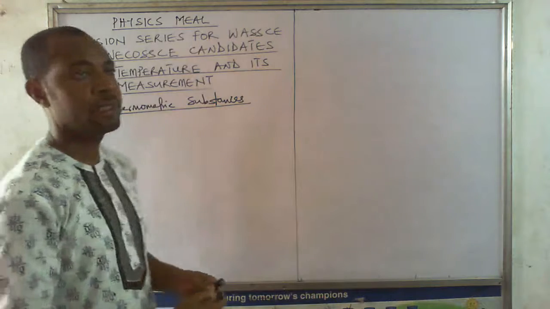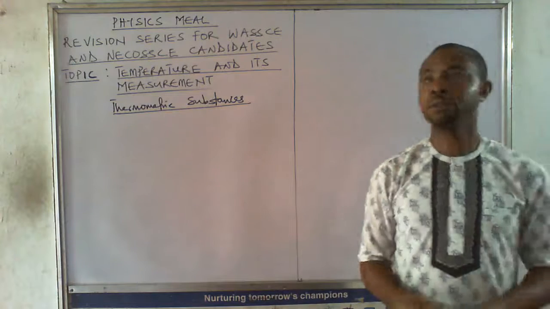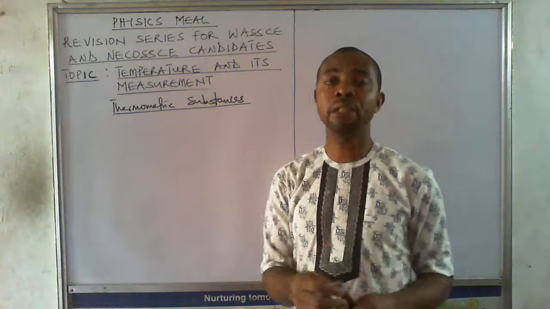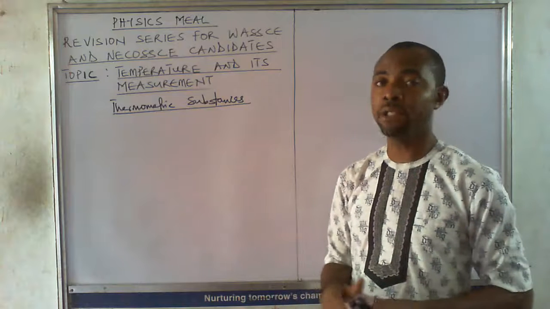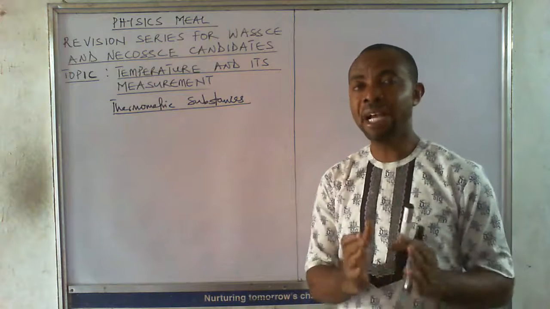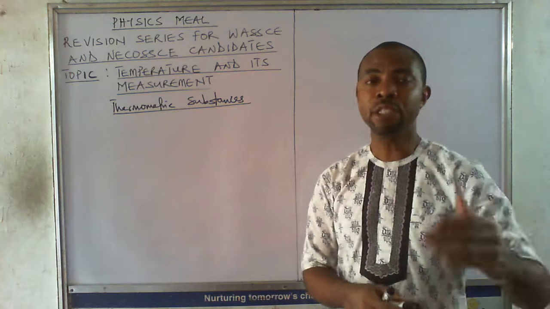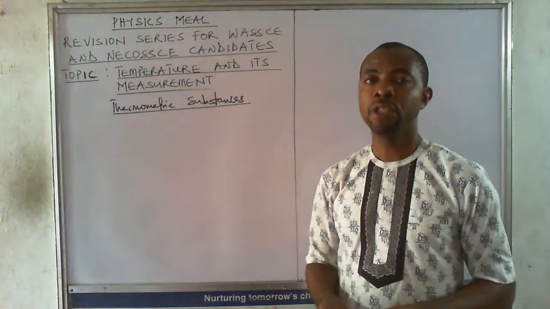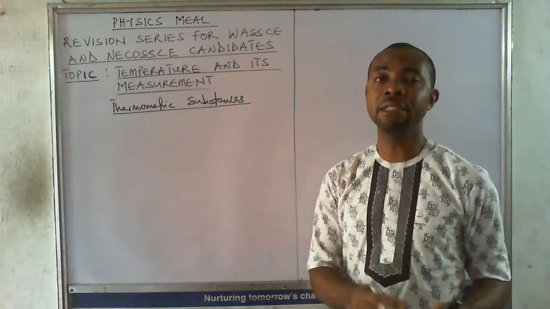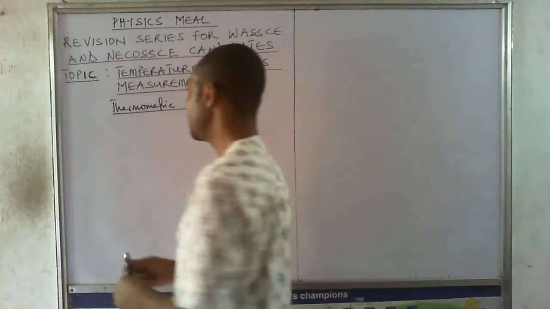Thermometric substances. Okay? Now, there are substances that we base our measurement of temperature upon. Those substances have some properties that change with temperature change. So thermometric substances are substances that their properties change with change in what? Temperature. So we can just put it down.